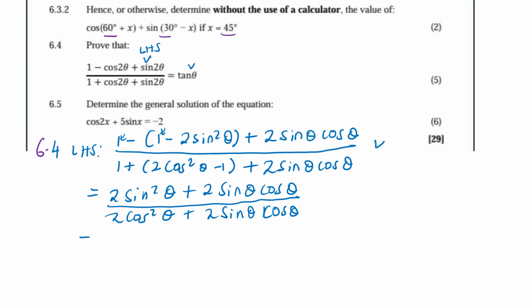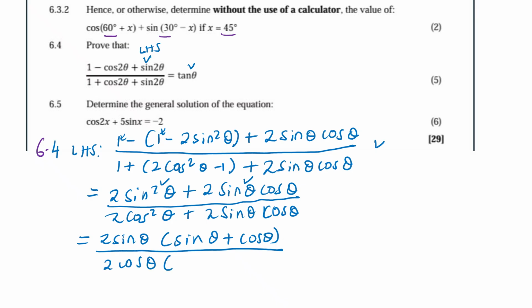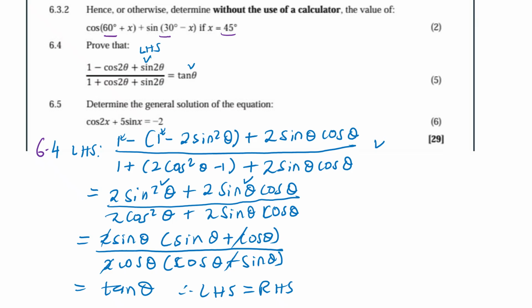Therefore now we can take the common factor on the denominator and the numerator. On the numerator it is 2 sine theta, right? This is sine theta and then this is sine theta. Therefore now we can say it is sine theta plus cos theta. Very good. We divide that by 2 cos theta, times cos theta plus sine theta. Very good. Therefore now this and this can cancel. Therefore now 2 and 2 can also cancel. We will be left with tan theta. Therefore the left hand side is equal to the right hand side. Very good.